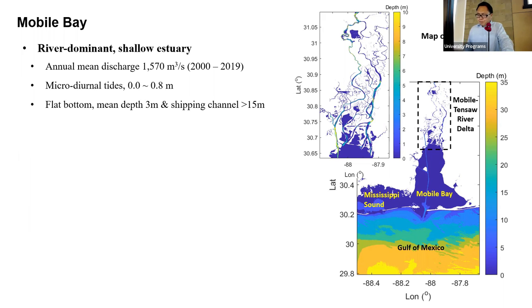And the Mobile Bay has a flat bottom, right? Average depth is only 3 meters. The deepest part is located in the shipping channel, which is more than 15 meters deep, as shown in the map. And also, there's an intracoastal waterway across the lower part of Mobile Bay. So the bay connects to the Gulf through the Main Pass inlet and indirectly through the Mississippi Sound. The tide in the Northern Gulf Coast is very weak, so the maximum tide range is 0.8 meters, and sometimes it just drops to zero. There's no tide.